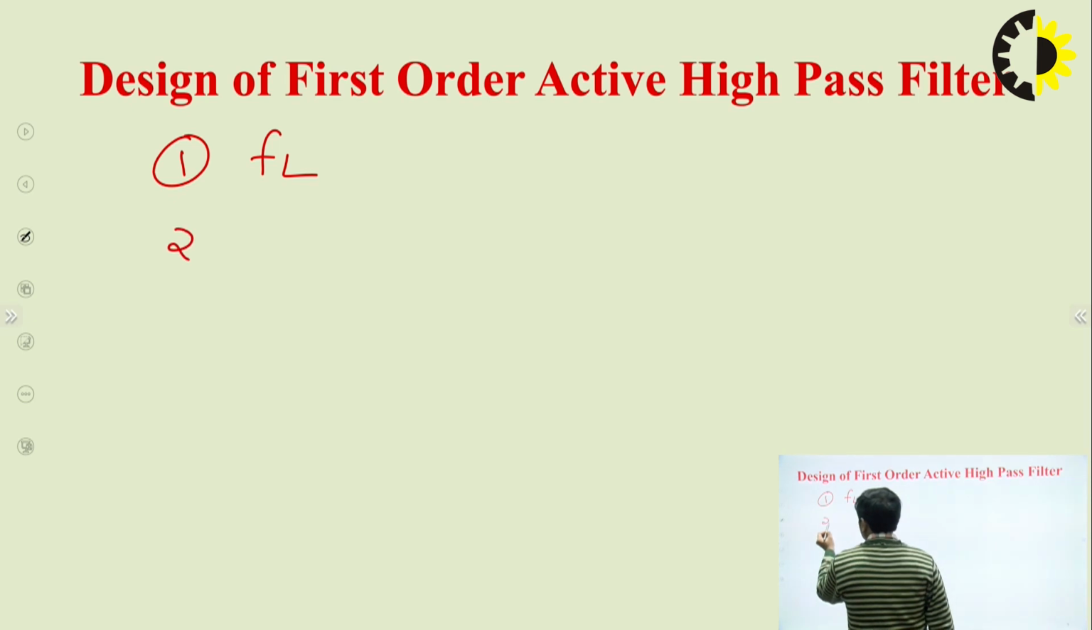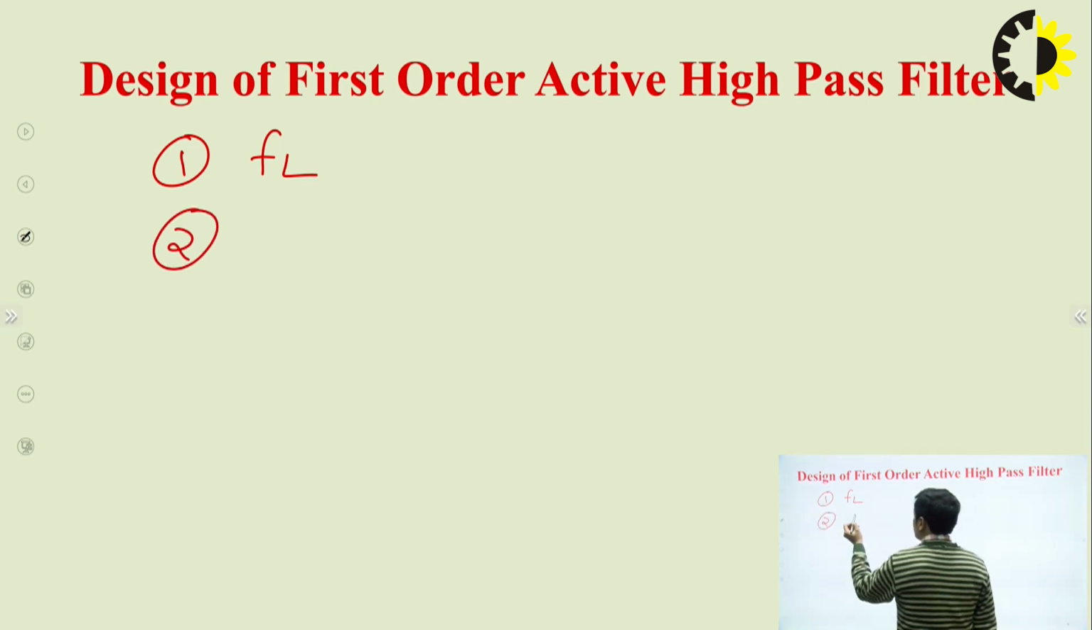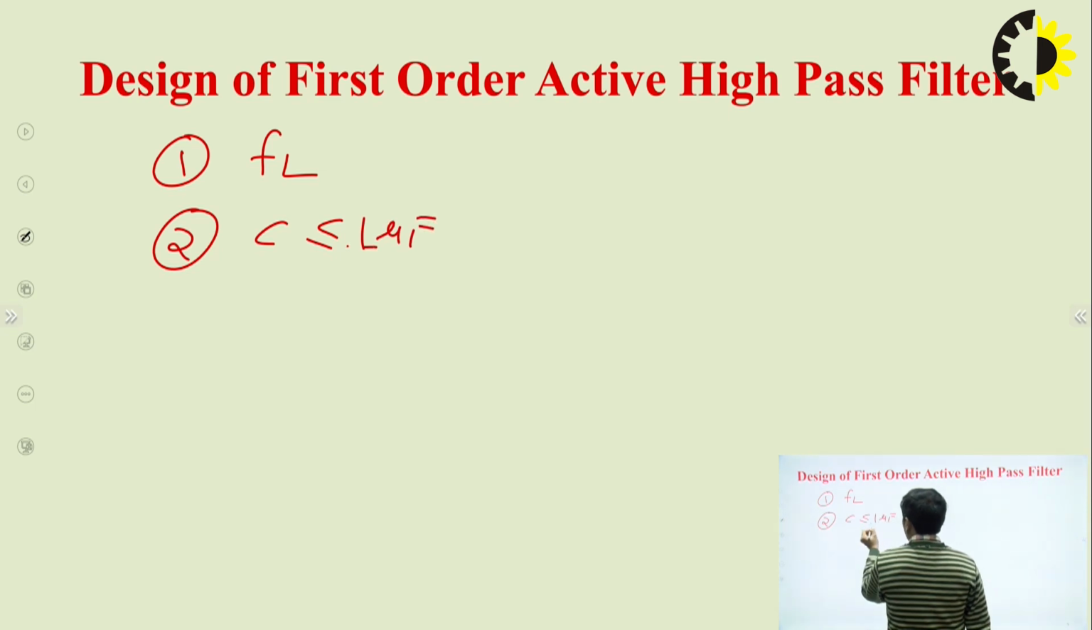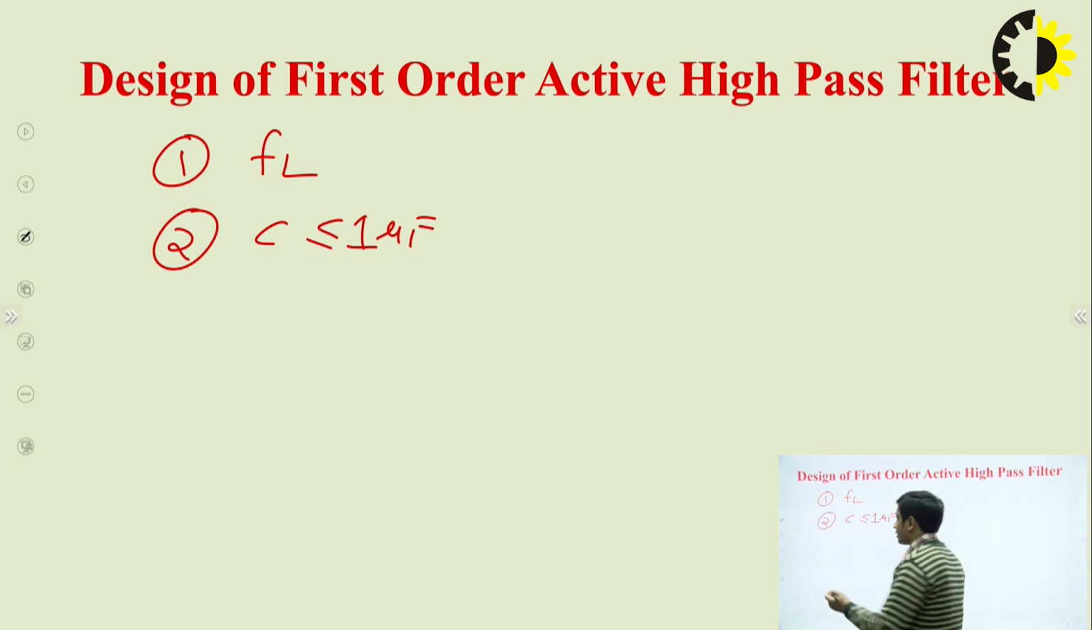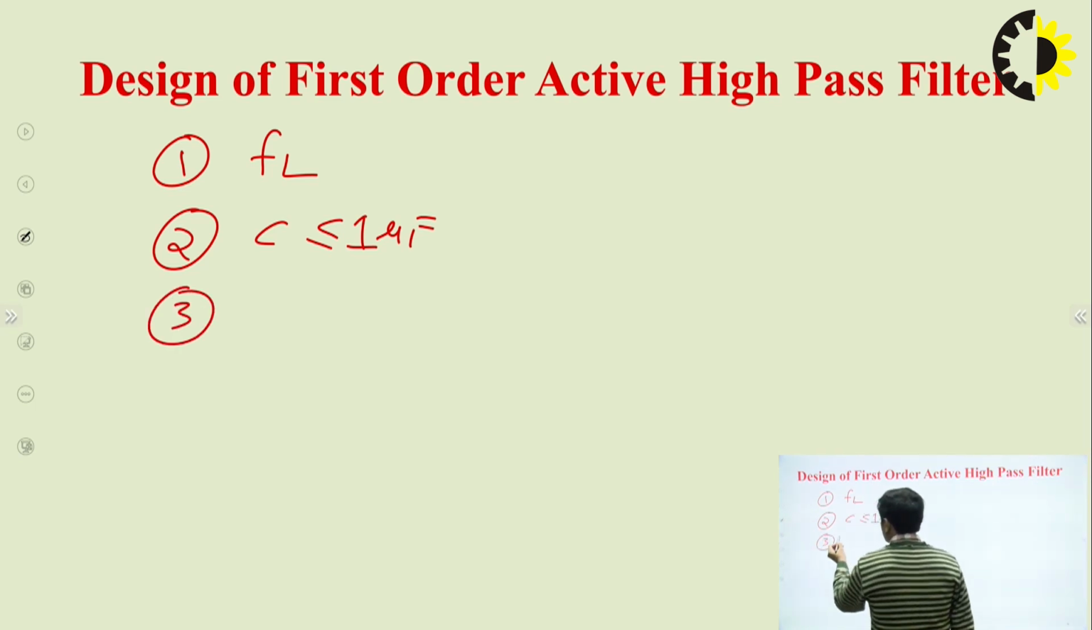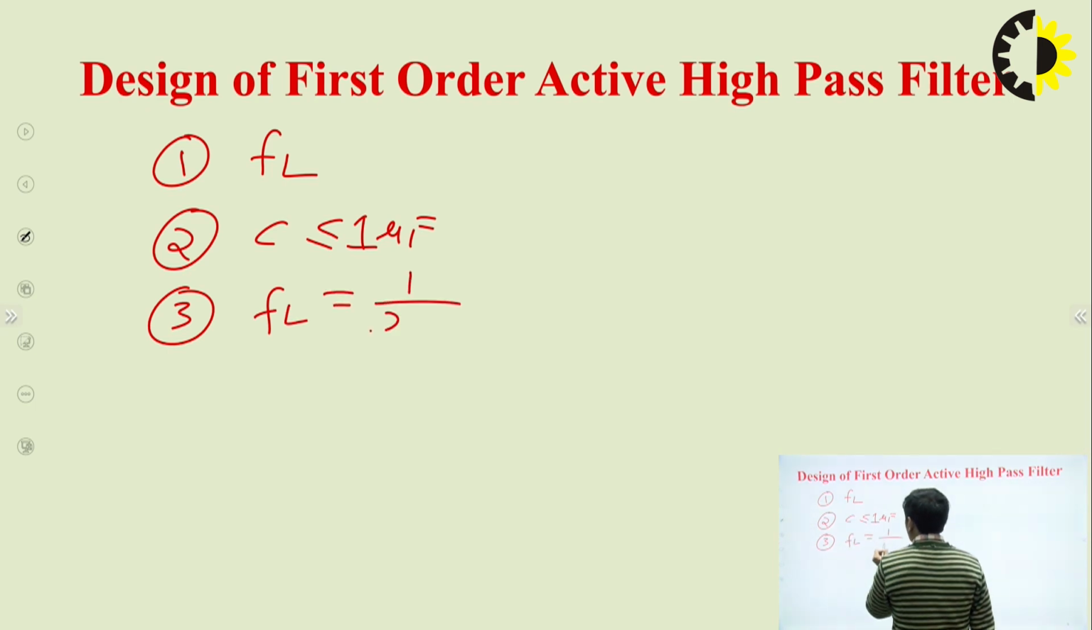In step 2, we need to consider some value of C. Normally we take C less than or equal to 1 microfarad, but try to take the value of C which is available in the market, like 0.1 microfarad, 0.01 microfarad values are available. Fine. And after that, use the equation of cutoff frequency FL, that FL is equal to 1 upon 2 pi RC.